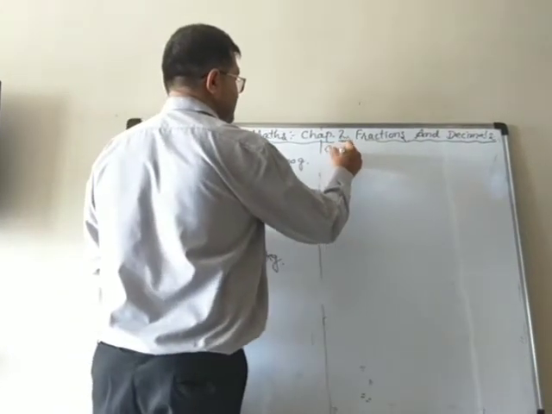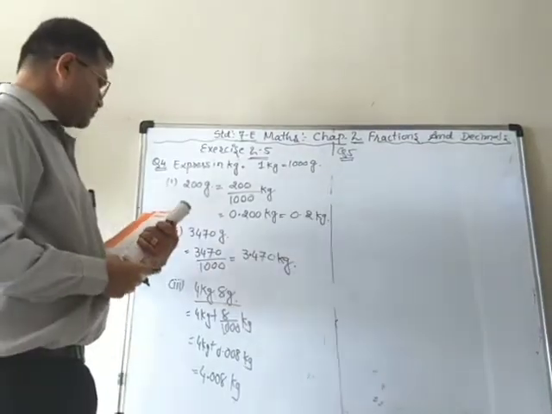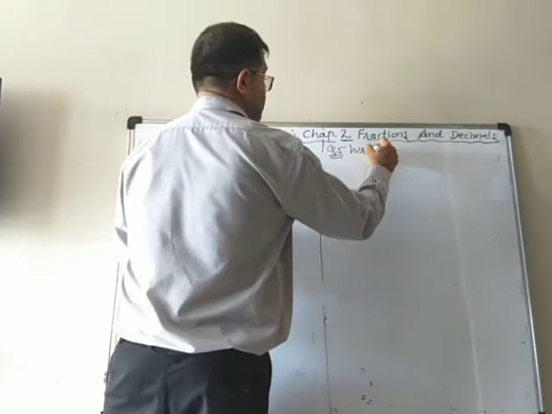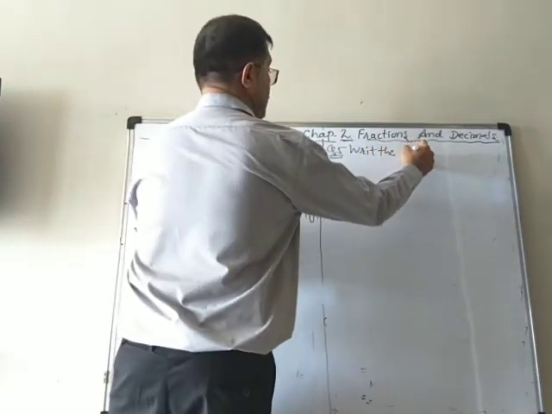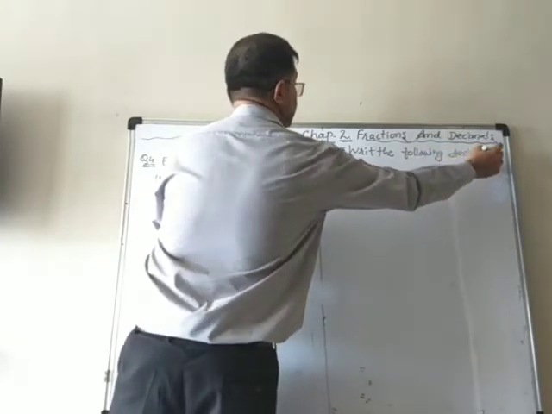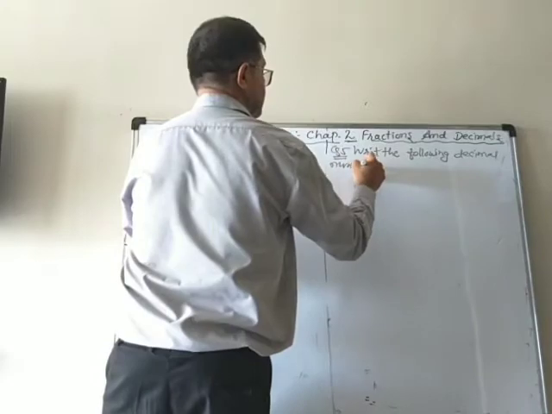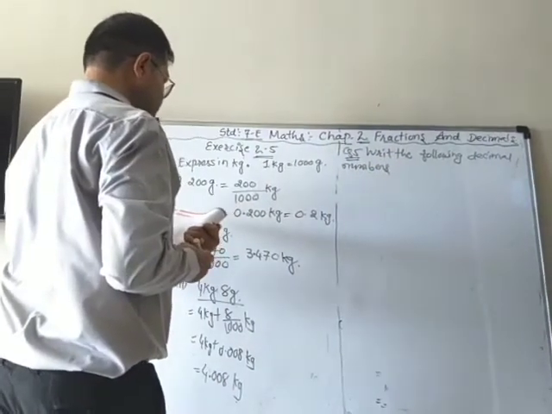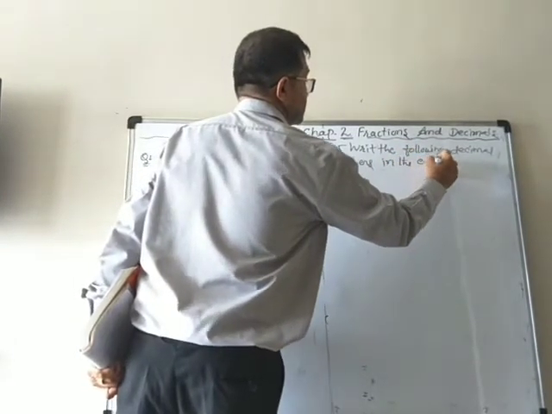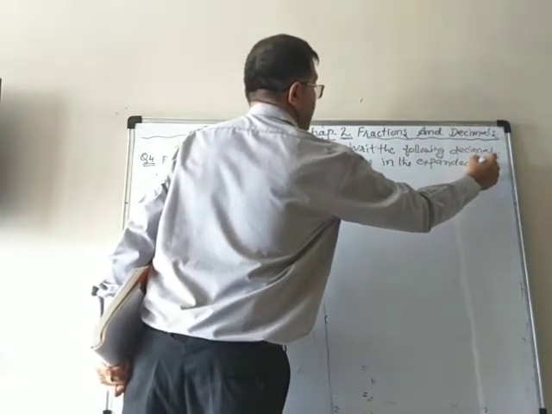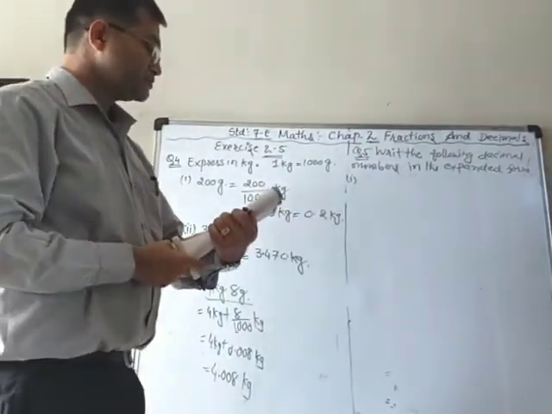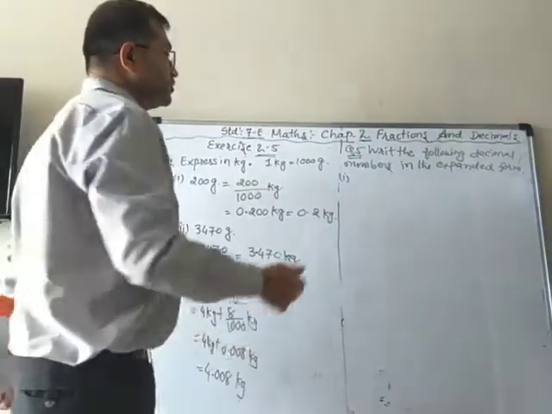Now, question number 5. In that we have to write down the numbers in expanded form. Write the following decimal numbers in the expanded form. The first number is 20.03.